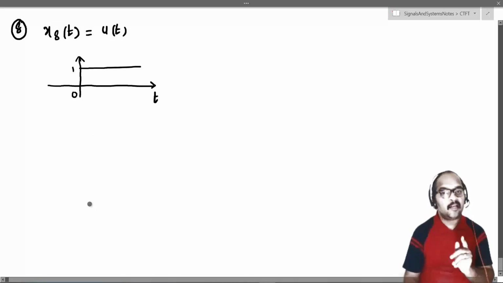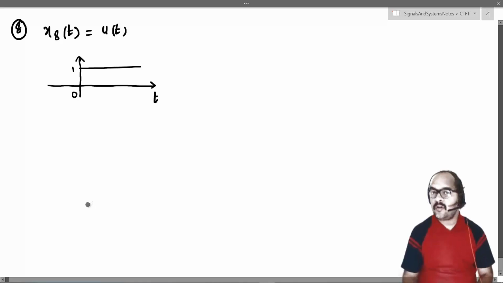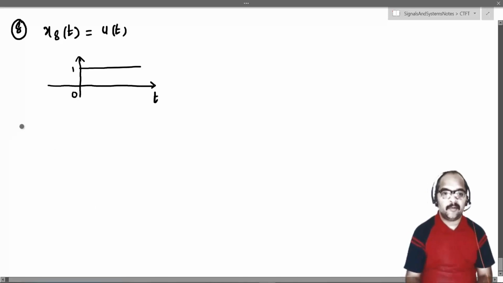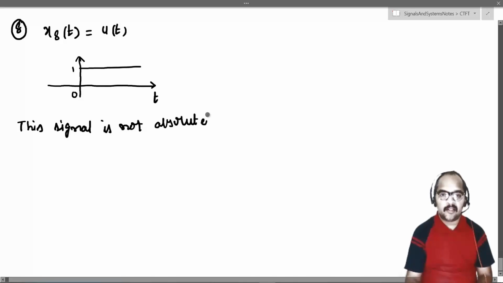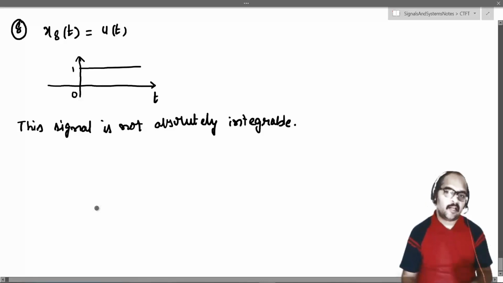Clearly this signal is also not absolutely integrable. This signal is not absolutely integrable, so definitely what should we do? We should take the other route.